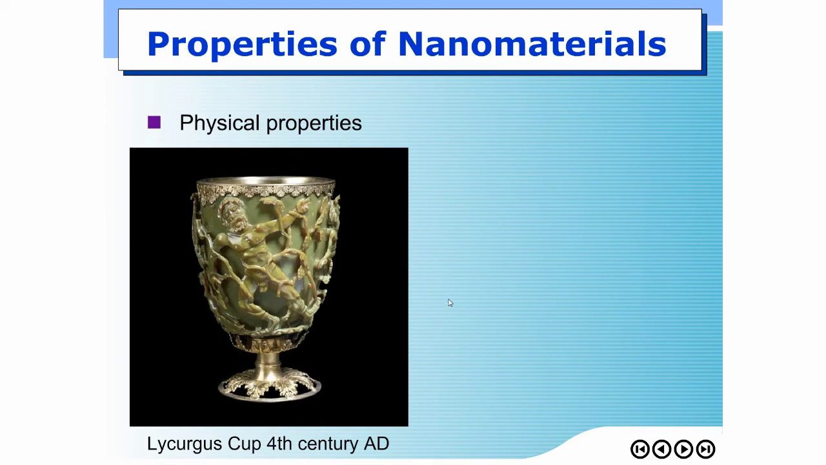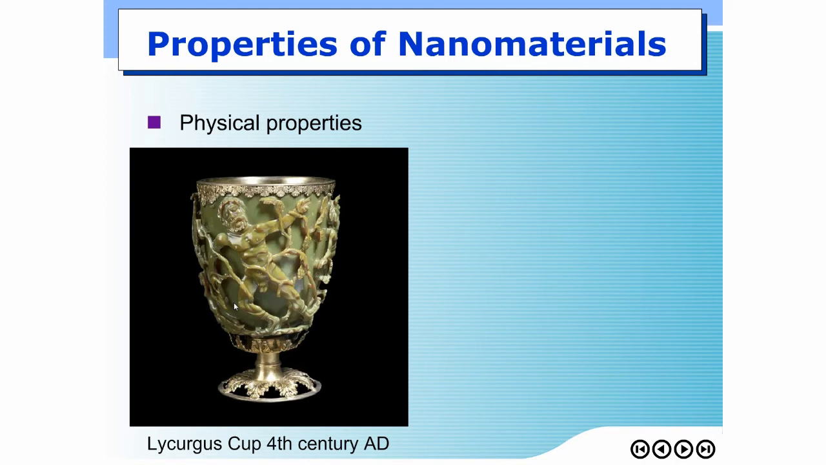This contains nanotechnology. Okay? How? This cup has gold nanoparticles embedded inside. From outside, it looks green, because when the light hits the cup and reflects to your eyes, all the colors except green are absorbed. Okay, so you can see the cup as green.